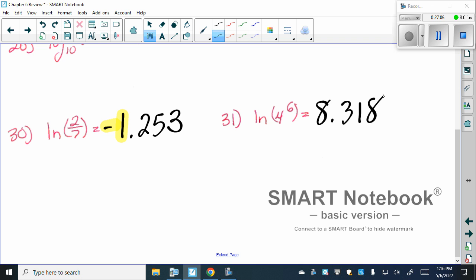And that's it. So any other questions on 26 through 31? Guys, let's focus back in. Questions on 26 through 31? We good with 26 through 31? So these here.